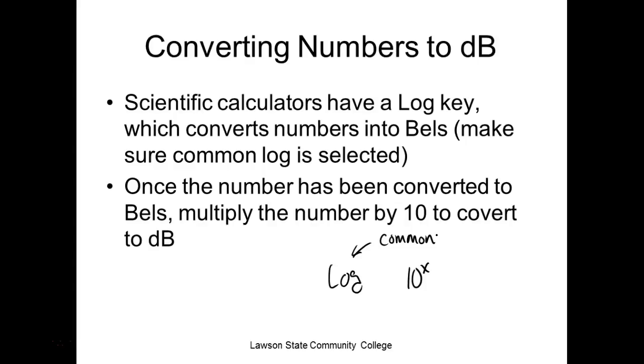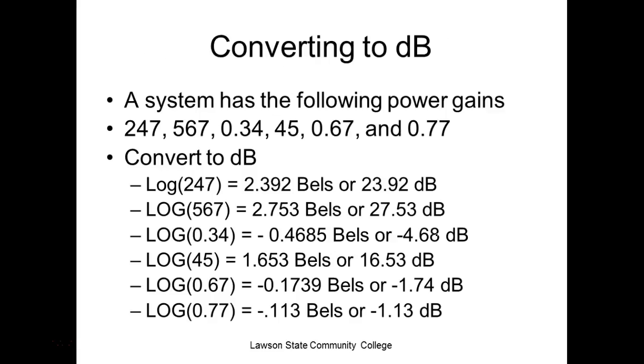Scientific calculation: once the number has been converted to bels, multiply the number by 10 to convert to dB. But you've got to understand, to multiply by 10, you don't have to use a calculator. You just shift the decimal point over. You can do that in your head. Right? You understand?